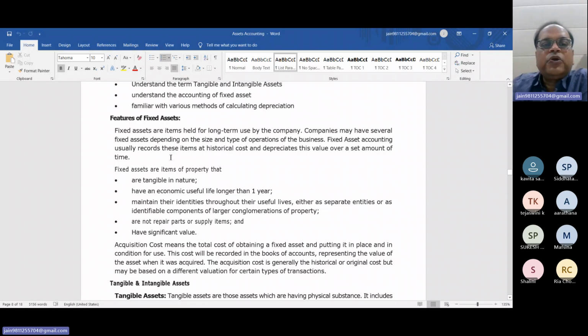Fixed assets accounting usually records these items at historical cost. We have already discussed the historical cost at the time of the chapter concepts and conventions in the principles of accounting. So what is the principle of accounting regarding the fixed assets? We always record the fixed assets at historical cost. Clear? Appreciation or the current market value is not relevant to record the fixed assets. Fixed assets are recorded at historical cost and depreciated over a set amount of time.